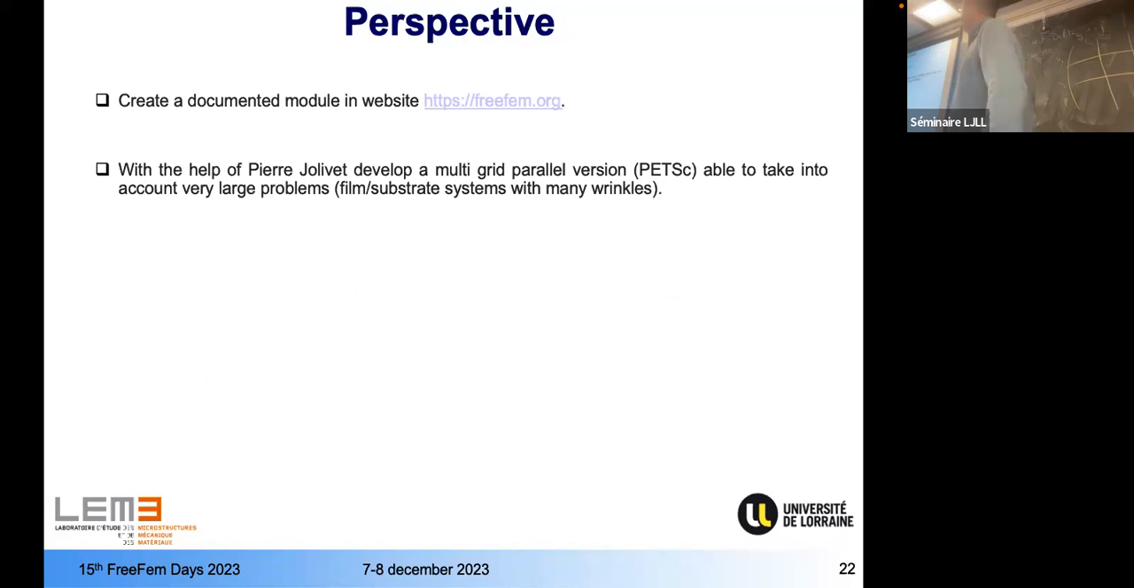So in perspective, I would like to, if Frédéric has some time, improve the code and publish the module on the website, so it will be available for the community, and I want to parallelize it, for the big problems and more complex structures that we are looking at.